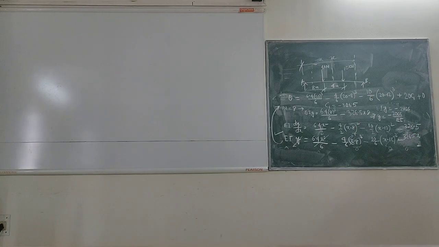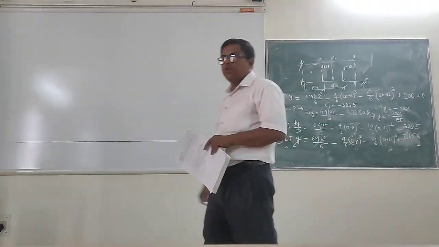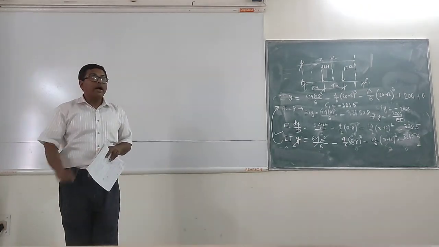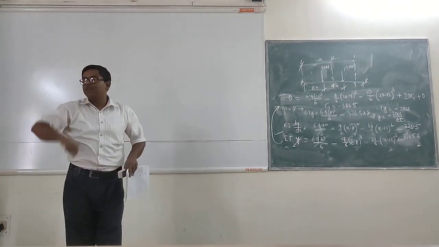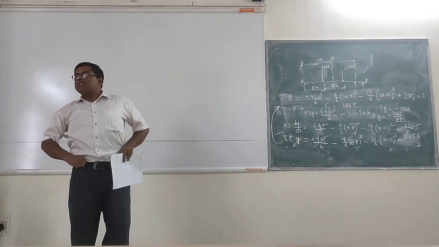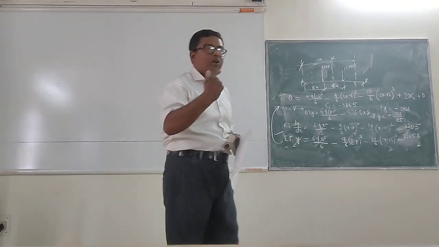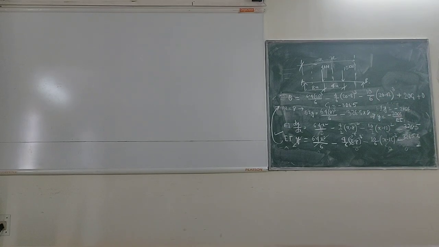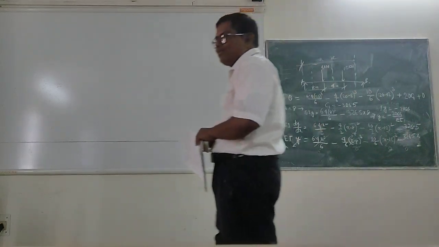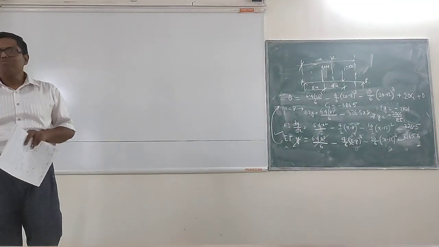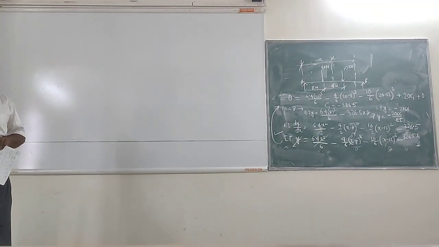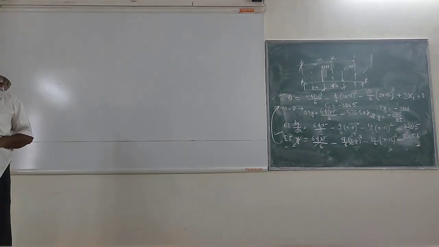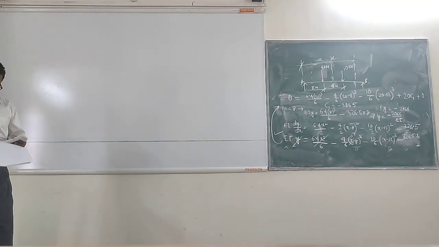Now tell me, where will be the deflection maximum? This was the deflection calculated under the point loads. Now if I ask you where the deflection will be maximum and how much will be the deflection? See, if you can find out where the deflection will be maximum, then you can always find out how much the deflection is. So how do you find out where the deflection is maximum?